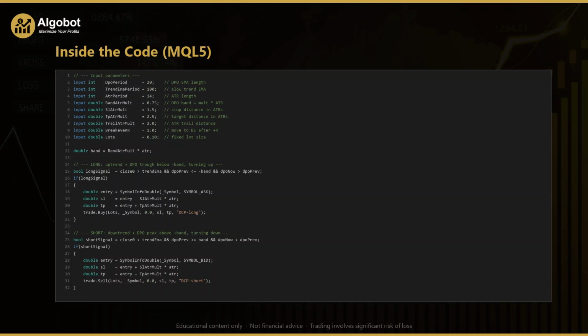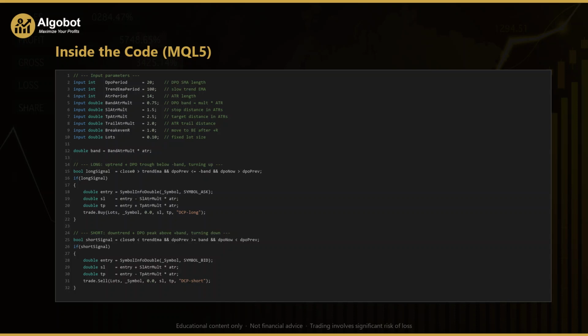The condition reads, close is greater than the trend EMA. The previous DPO was at or below minus the band, and the current DPO is greater than the previous one. In plain English, we're in an uptrend, the oscillator dipped into a trough, and it's now turning up. When that's true, the code reads the ask price, sets the stop loss 1.5 ATRs below, sets the take profit 2.5 ATRs above, and calls trade.buy.